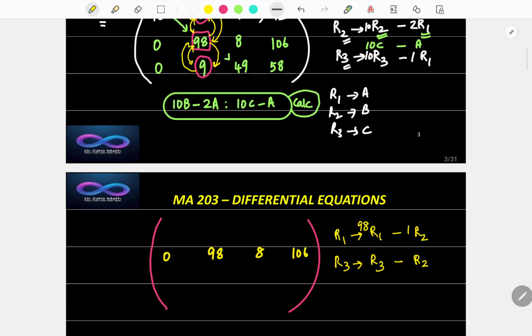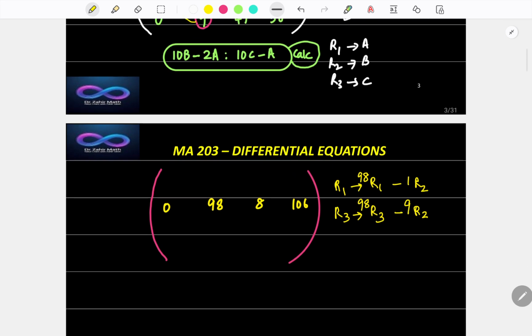So R3 multiplied by 98, okay, and R2 is multiplied by what? 9. So simple, right? So what is the formula? You have to write it in the calculator. That is the next part. So let me come to the calculator part.